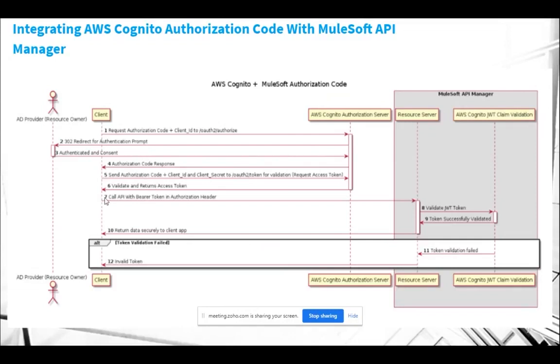Now we will send the actual API request to the resource server with the token in the authorization header. Your bearer token must be in the authorization header when you are sending a request to the resource server. The resource server will validate this JWT token using the AWS Cognito JWT claim validation URL. It provides one URL where you can validate it. Then the token is successfully validated and data is returned to the client app. This is how it happens.